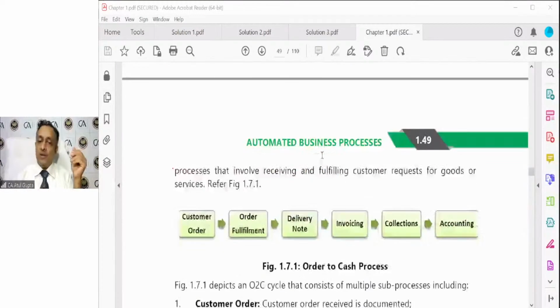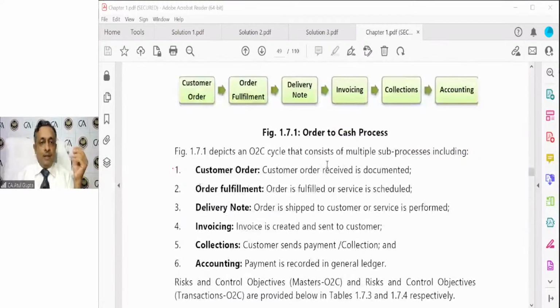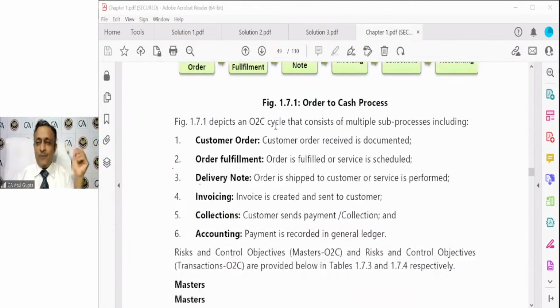Coming to O2C, order to cash. So you know the cycle. I'm not reading it. We'll directly go to the table. So we are not putting time here.